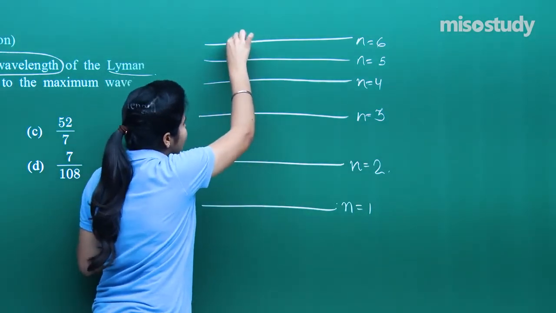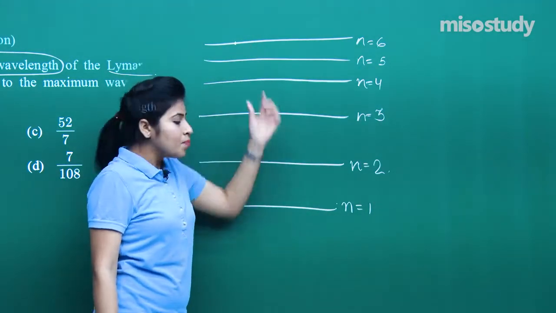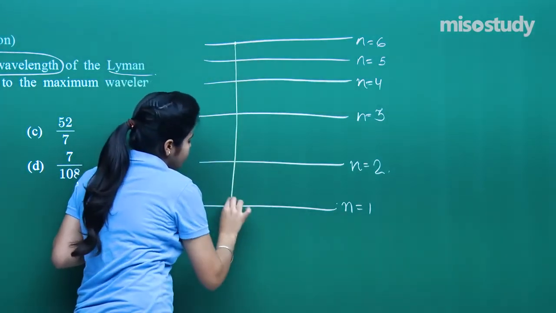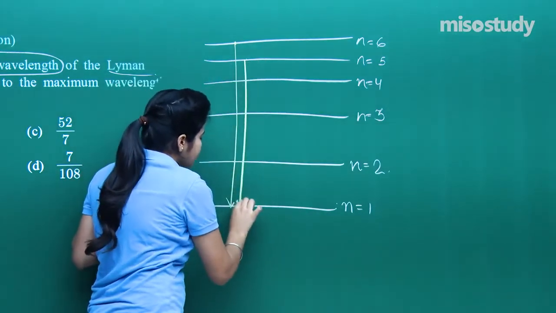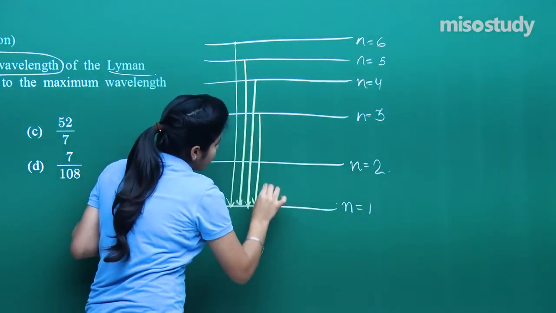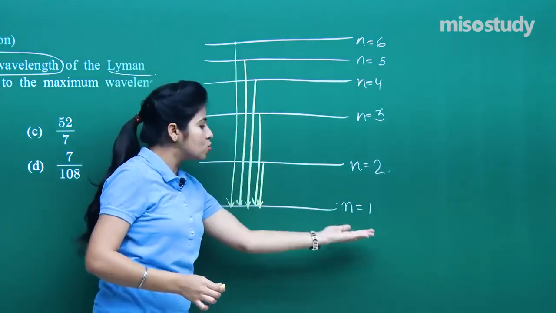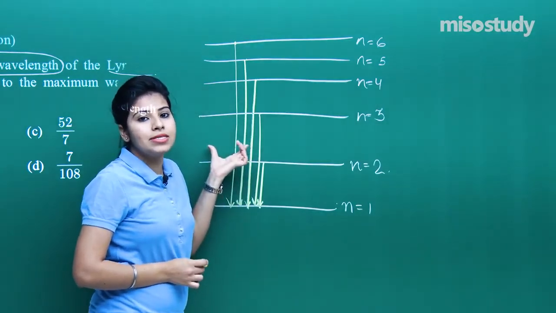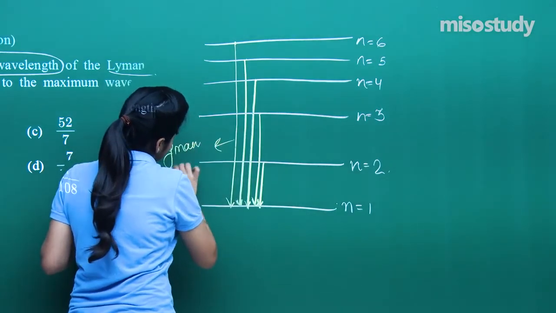series. Let me say that if an electron was initially at energy level 6, and it comes and falls to the energy level 1, and if the electron is coming from 5 to 1, from 4 to 1, from 3 to 1 and from 2 to 1, all these series in which the electron is falling into the energy level n equals to 1, these lines will be called the Lyman series. So what is this? This is the Lyman series.